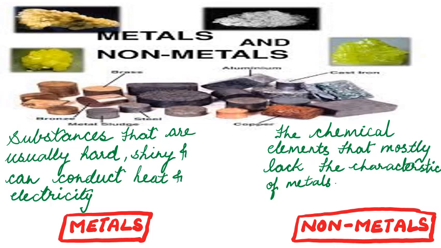So, to define metals and non-metals in short, we can say that the substances which are usually hard, shiny, and can conduct heat and electricity through them are called metals. Whereas non-metals are those chemical substances or elements that mostly lack these characteristics of metals. That means they are usually not hard, they are non-lustrous, and they are poor conductors of heat and electricity.